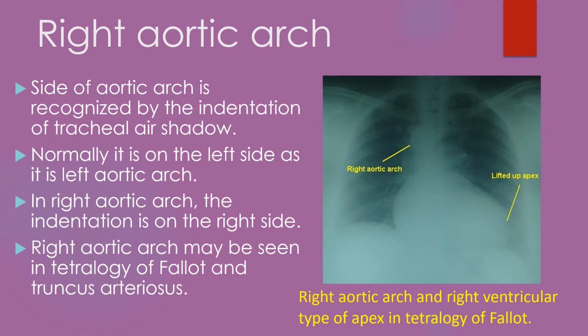Side of aortic arch is recognized by the indentation of tracheal air shadow. Normally it is on the left side as it is left aortic arch. In right aortic arch, the indentation is on the right side. Right aortic arch may be seen in tetralogy of Fallot and truncus arteriosus. This X-ray demonstrates the right aortic arch and a right ventricular type of apex in tetralogy of Fallot. Due to the poor penetration of the X-ray, the tracheal air column is not clear.